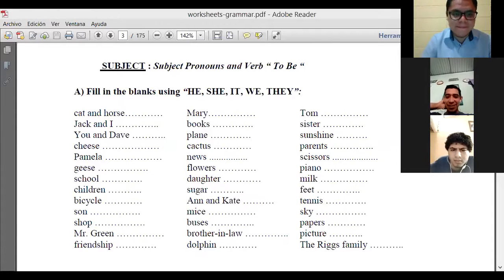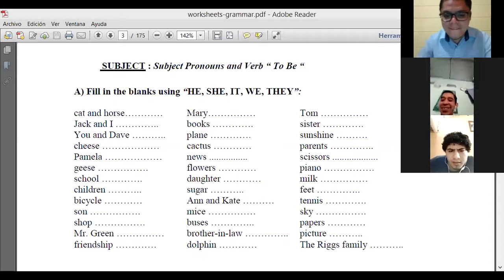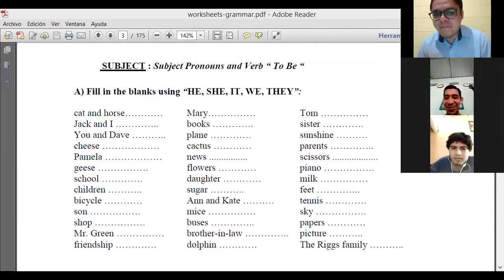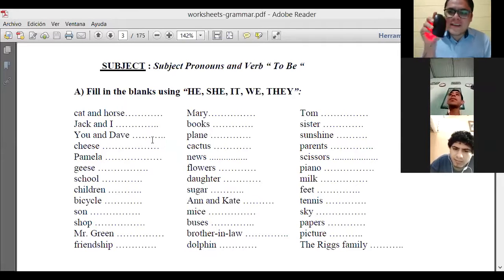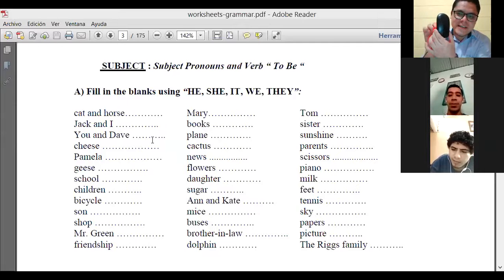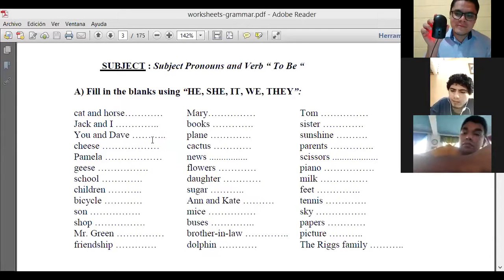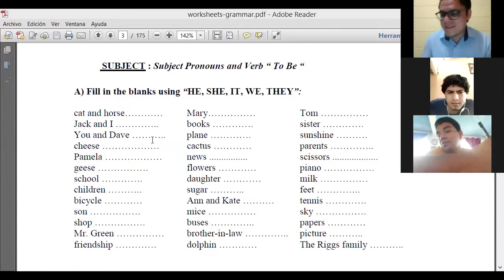Incorrect. Mice is plural. Okay. And what is the meaning of the singular form? Mouse is ratones. Yes. Mice is plural. Mouse is singular. Mice or ratones. Mouse is just one. Also, it can be this one. This object is a mouse too. Right? Okay.